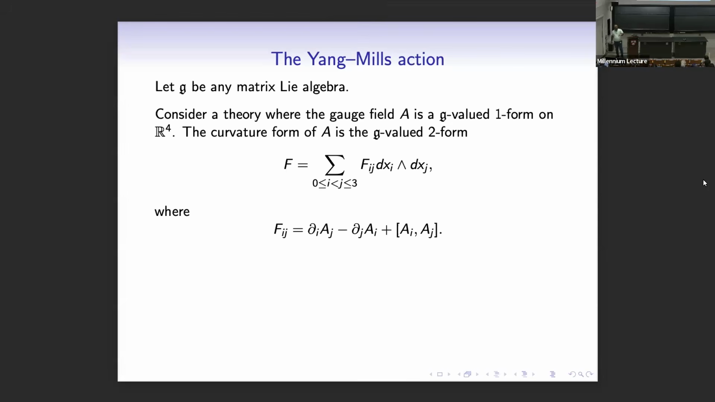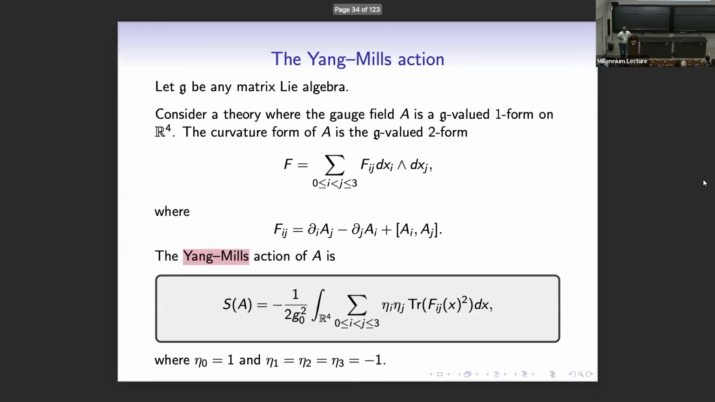So let's see. These A_i are matrices. So A_i(x) is a matrix attached to the point x, okay? So these are matrices. For example, for SU(2) theory, these are 2 by 2 matrices. And each F_ij is also a matrix, okay? So F_ij(x) is a matrix at the point x.